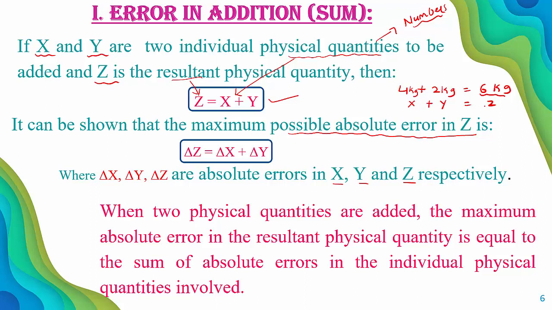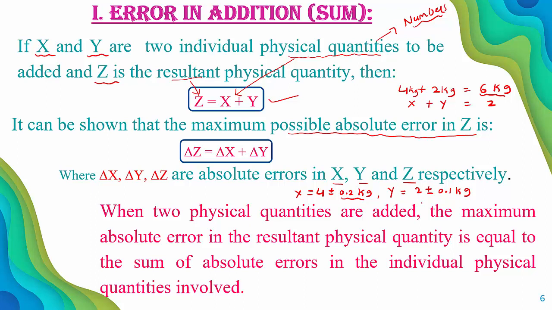How do we find the error in these values? Suppose the x value is 4 kg, that may be plus or minus 0.2 kg. That may be 4.2 or 3.8. This is the error. Now let us take the y value as 2 kg, plus or minus 0.1 kg. That may be 2.1 or 1.9. So these are the x and y values.